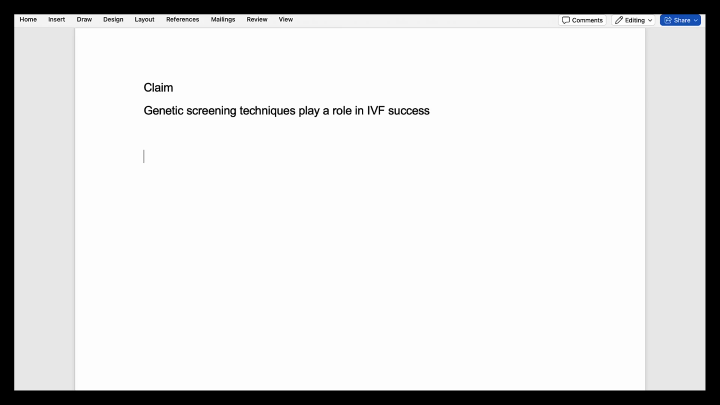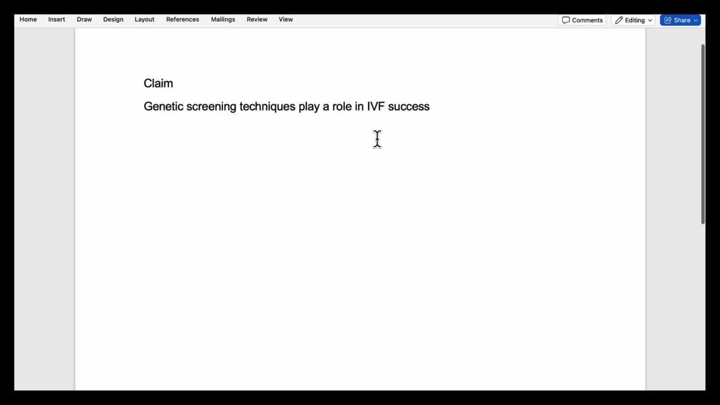All right, so let's have a look at the research investigation IA3 or FA3 for senior biology. First of all, we're probably given a number of claims, and from that you need to develop a research question. This is the claim I'm going to work through with my example: genetic screening techniques play a role in IVF success.